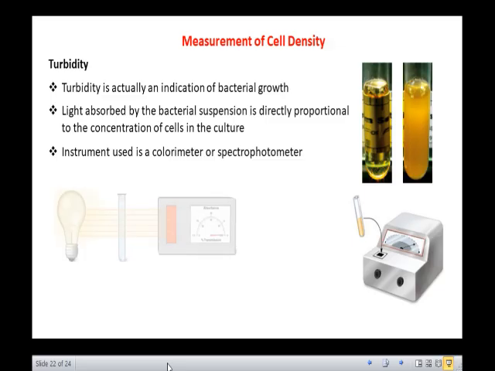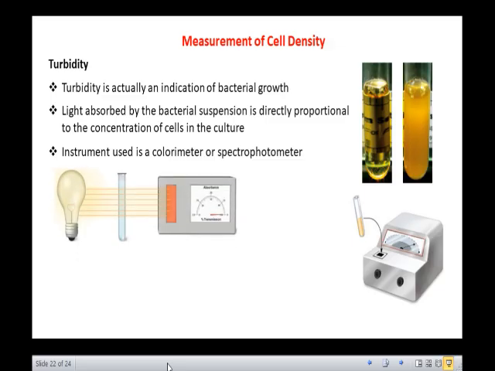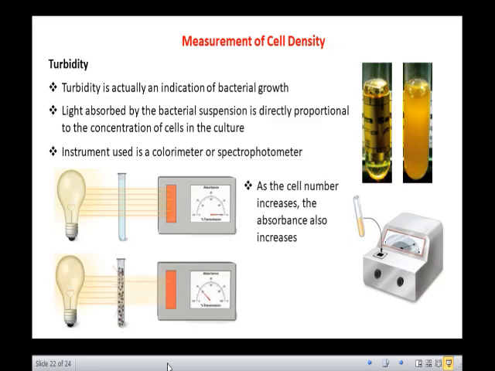It consists of a light source, a filter which allows only a single wavelength of light to pass through, the sample tube containing the bacterial suspension, and a photocell that compares the amount of light coming through the tubes with the total light entering the tube. As the cell number increases, the absorbance also increases. When measuring growth of a culture, the term optical density or OD is normally used to more correctly represent the light scattering that occurs. This is an indirect method of measuring cell number, but still it is very commonly used because it is rapid and simple.